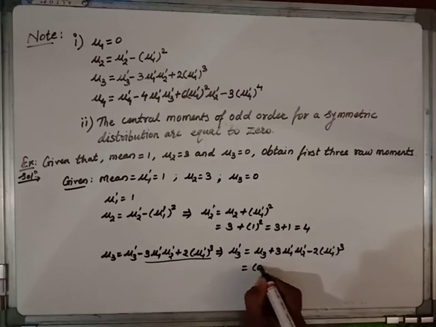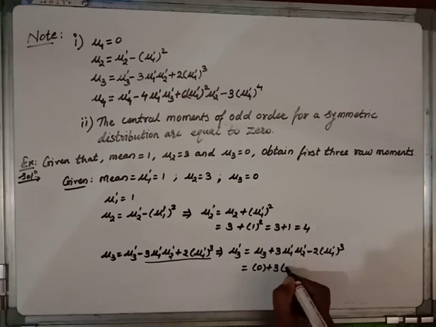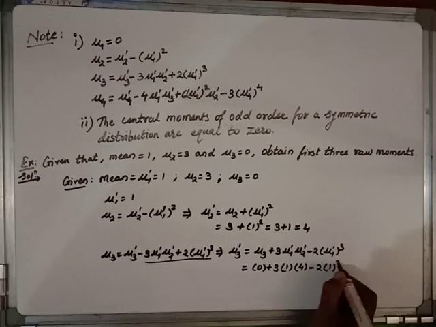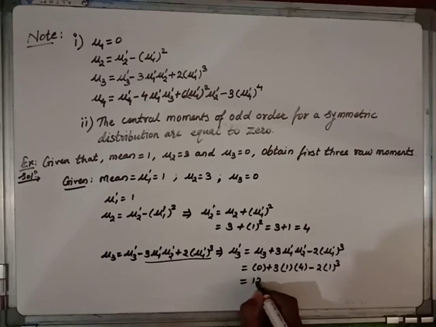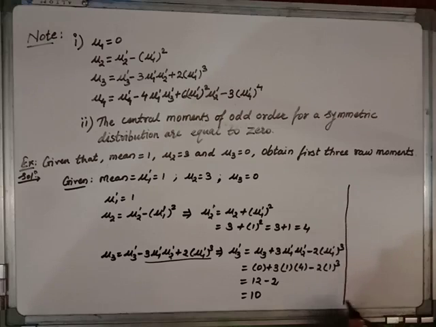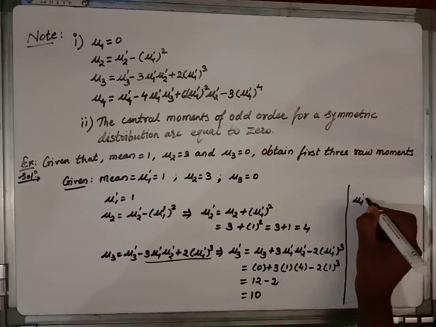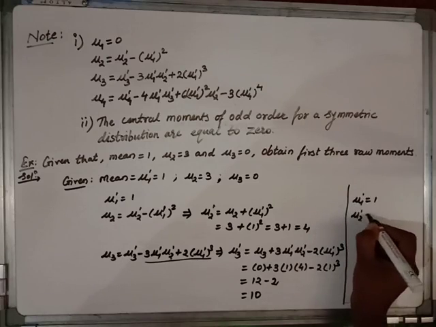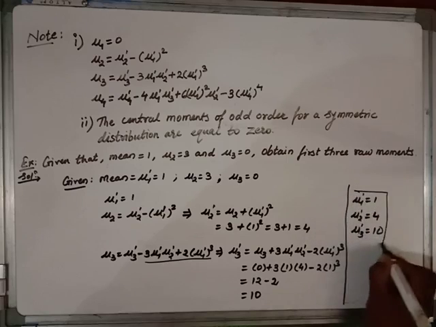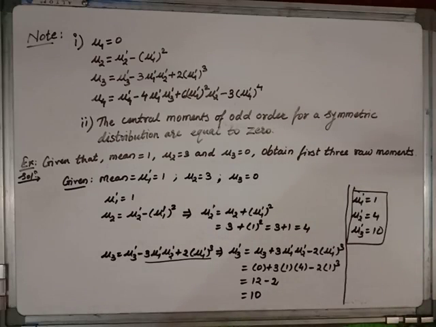So this is 0 plus 3 into mu1 dash, which is 1, into 4, minus 2 into 1 cube. So this is 12 minus 2, which is 10. So in this way we have found the first 3 raw moments: mu1 dash is 1, mu2 dash is 4 and mu3 dash is 10. This is our answer here. So using these relations, we can find either the central moments or the raw moments.